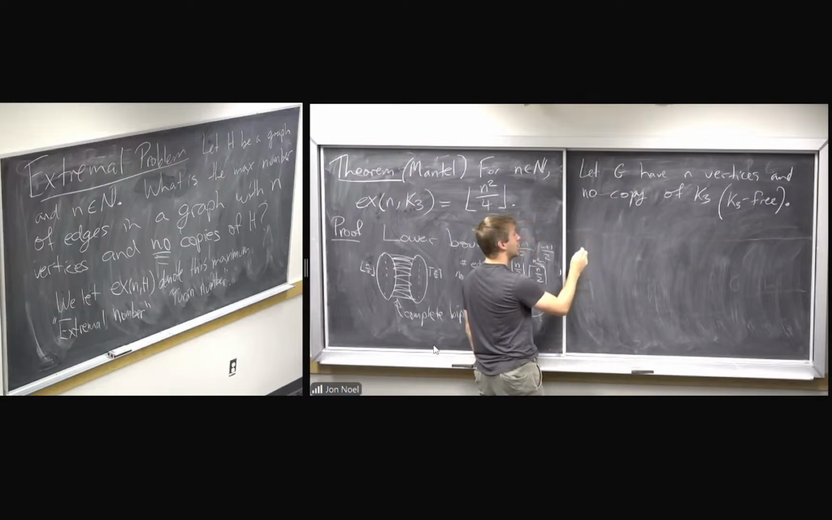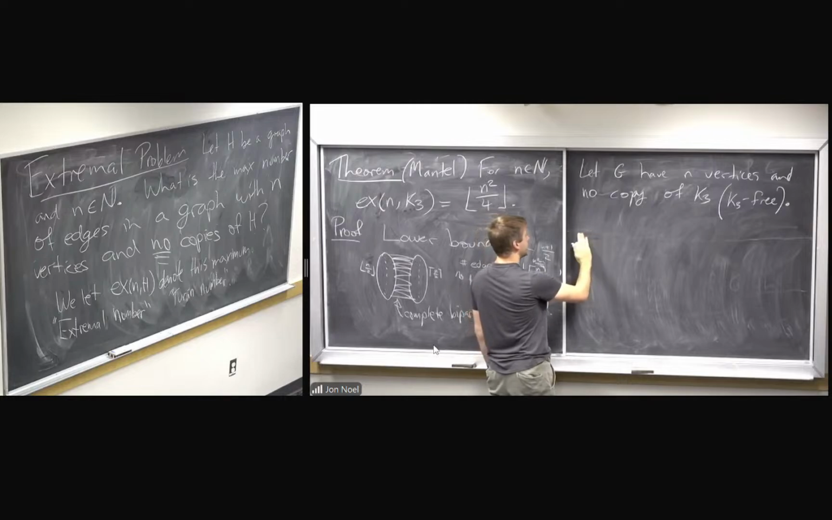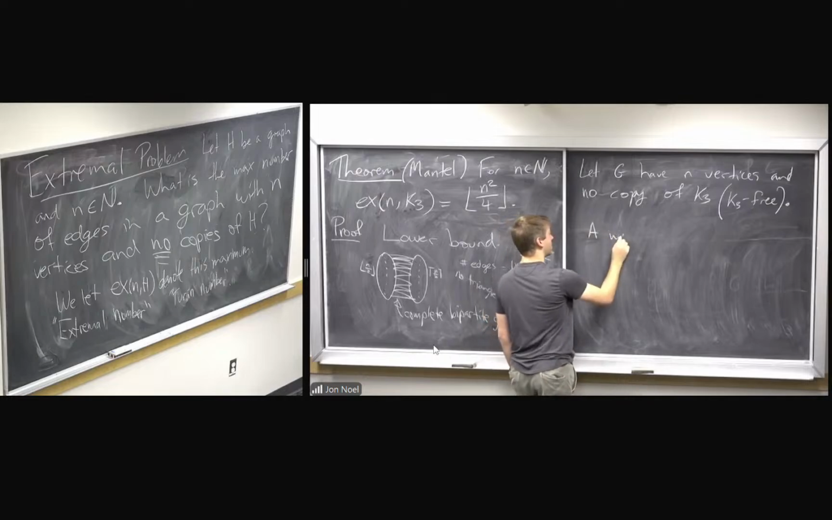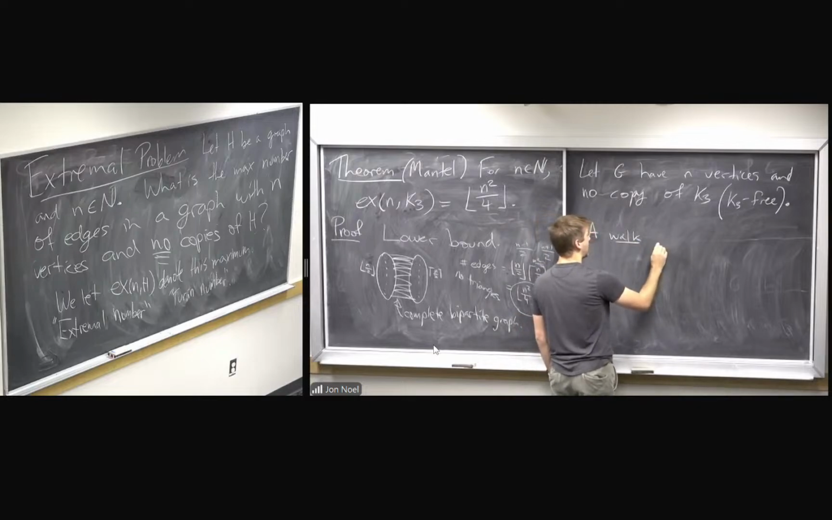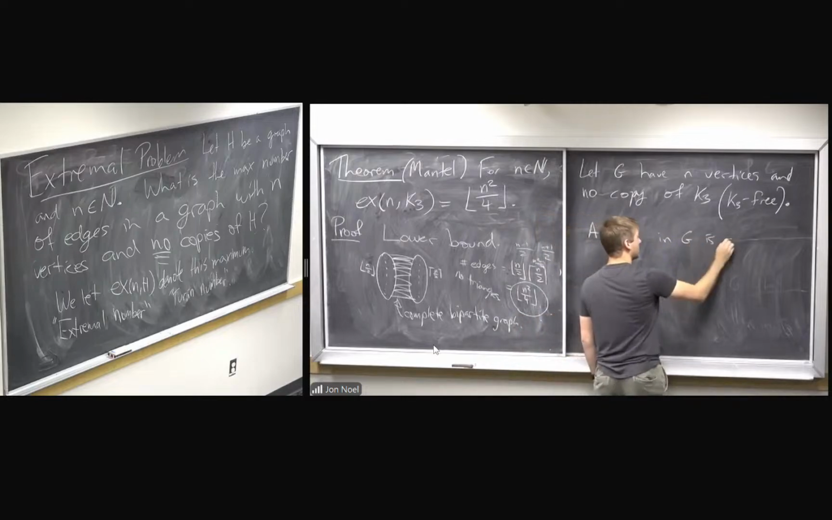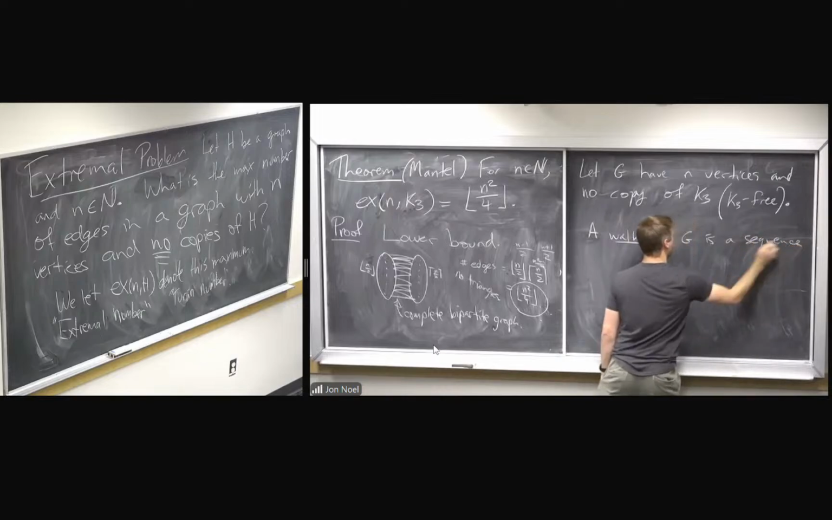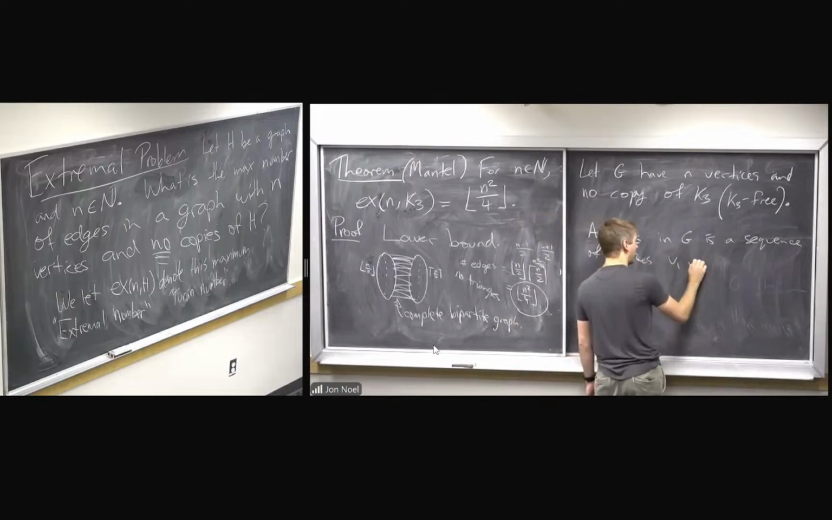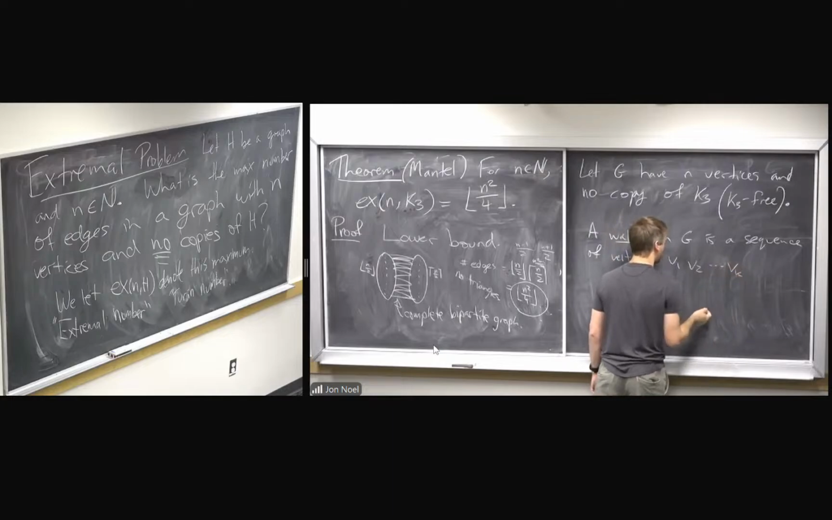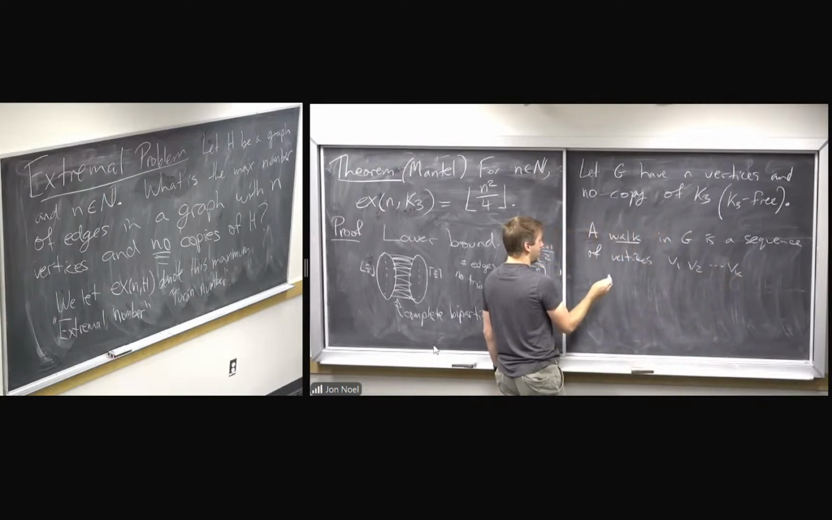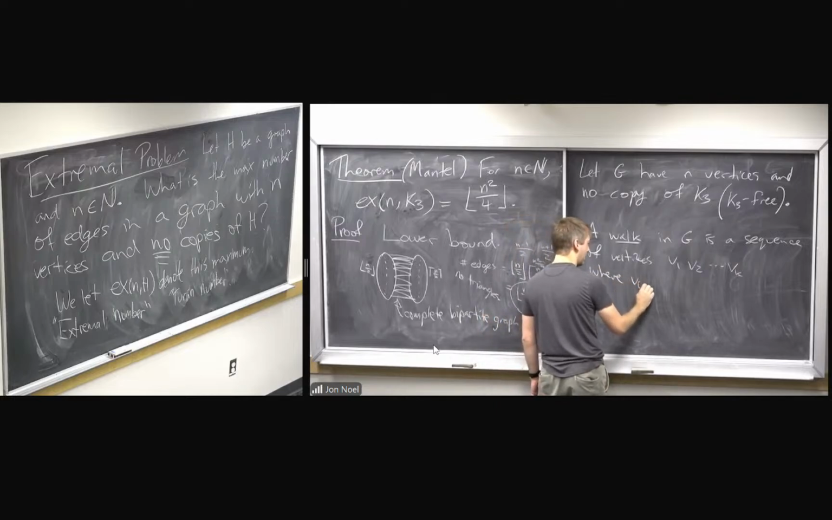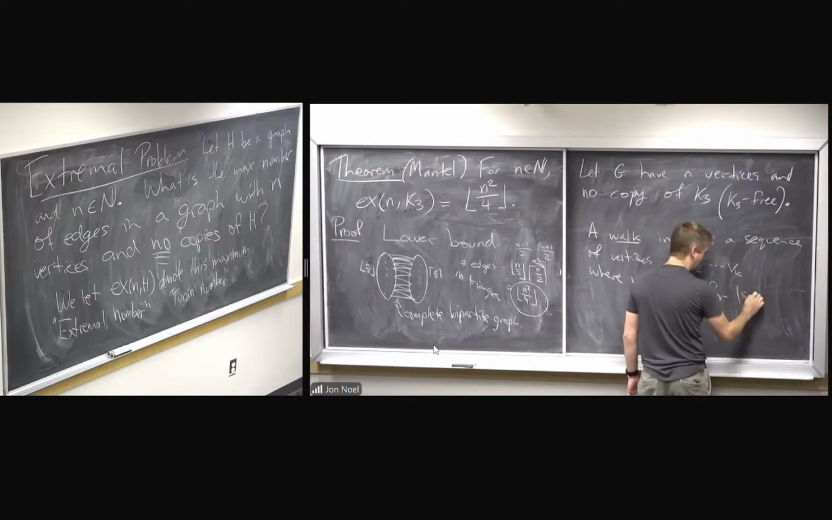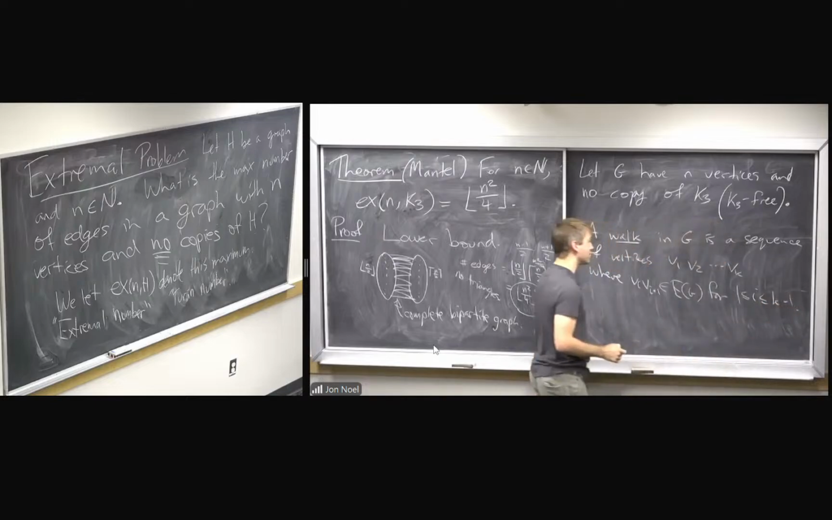We need a little bit of terminology. A walk in a graph is a sequence of vertices, let's say v1, v2, up to vk, where vi vi plus 1 is an edge for all i between 1 and k minus 1.